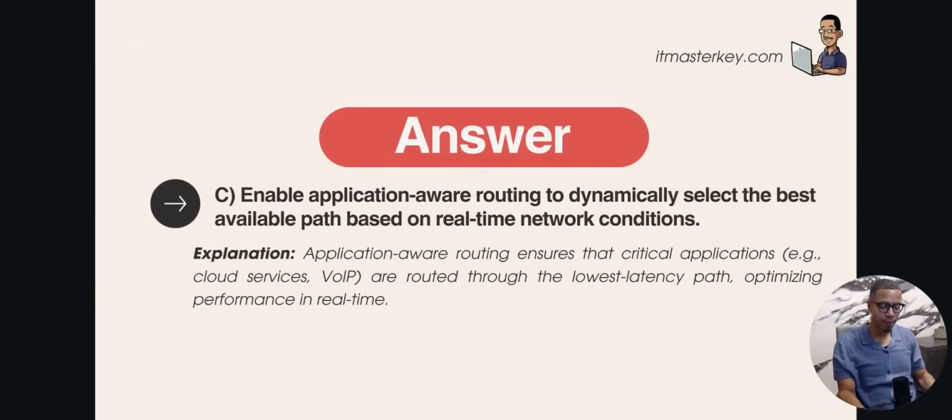All right, so for this, enable application-aware routing to dynamically select the best available path based on real-time network conditions. Application-aware routing ensures that critical applications are routed through the lowest latency path, optimizing performance in real time.